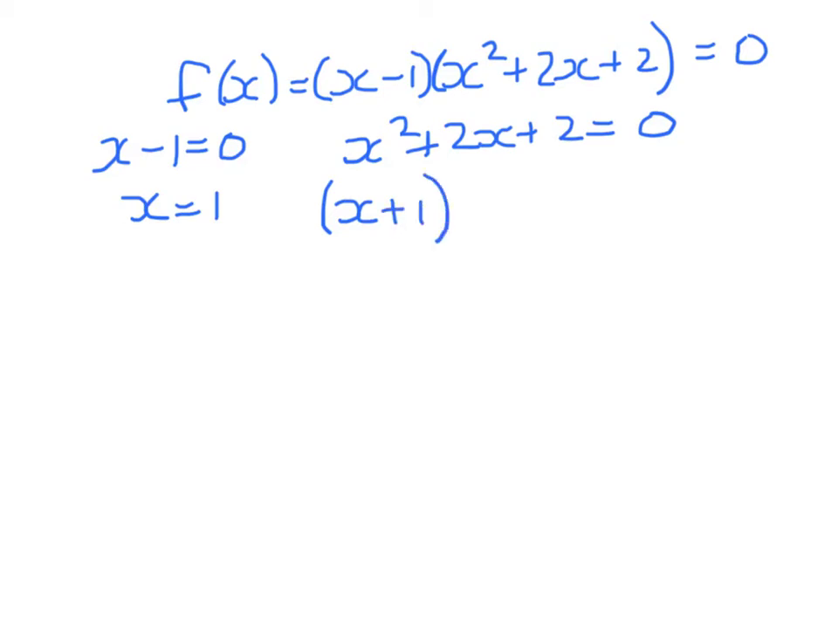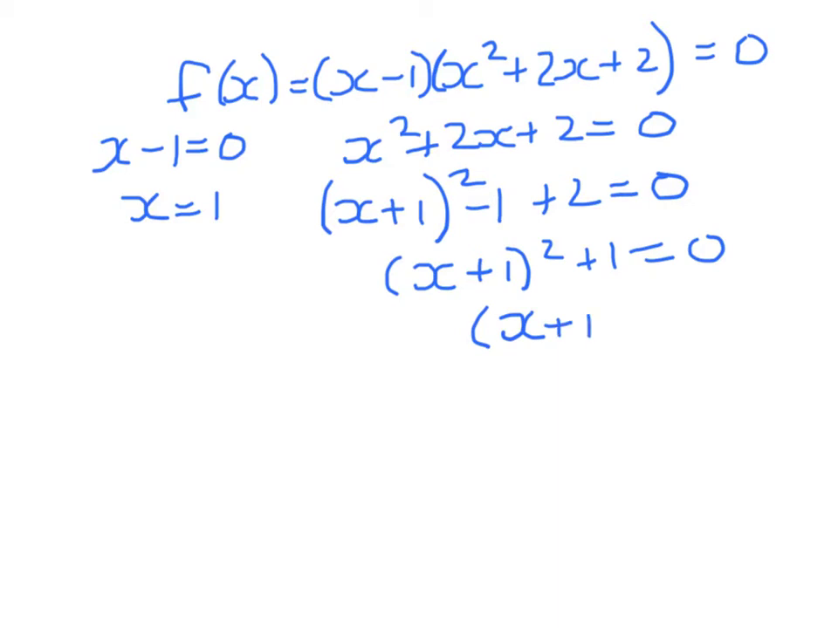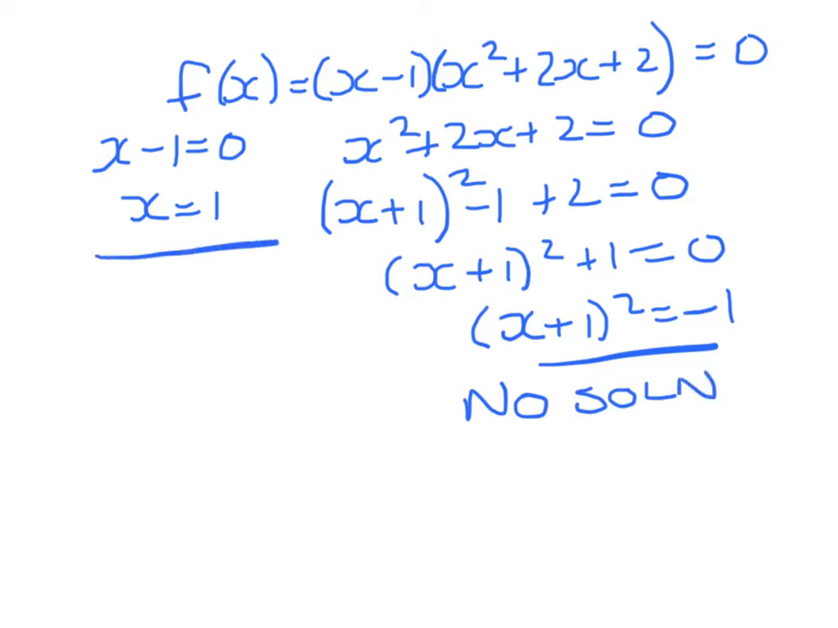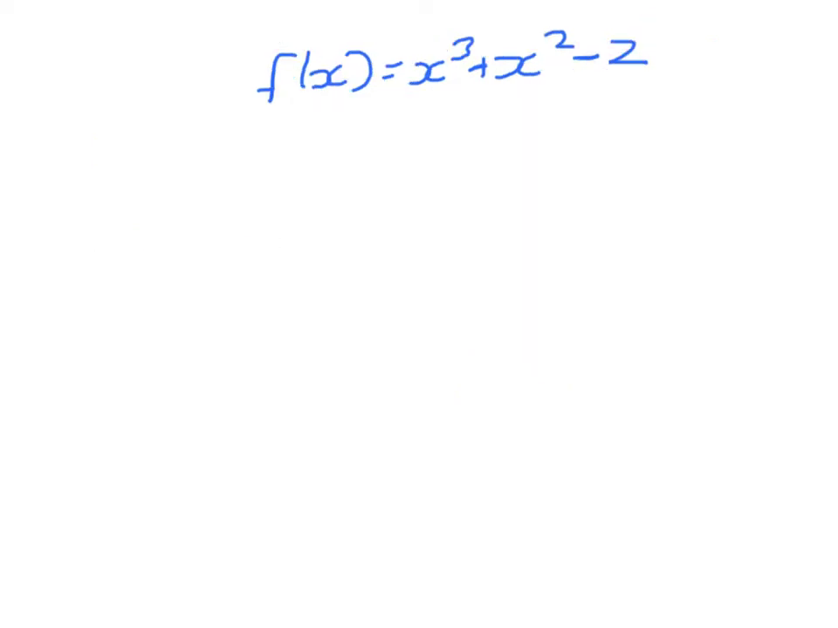So x plus 1 all squared minus 1 plus 2 has to equal 0. X plus 1 all squared plus 1 equals 0. X plus 1 all squared equals minus 1, so we have no solution. So f of x equals 0 only when x equals 1.